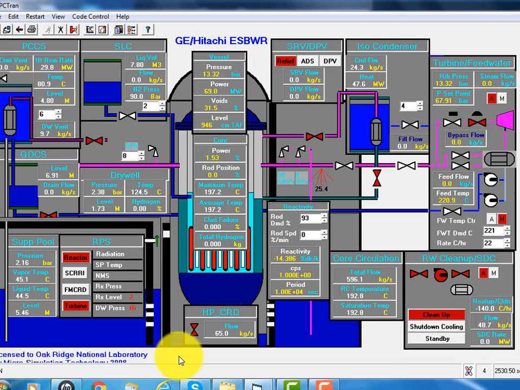But our simulator PC-Tran ESBWR introduced to you the general concept of the supposedly simpler and safer boiling water reactor concept. Just to give you some idea.